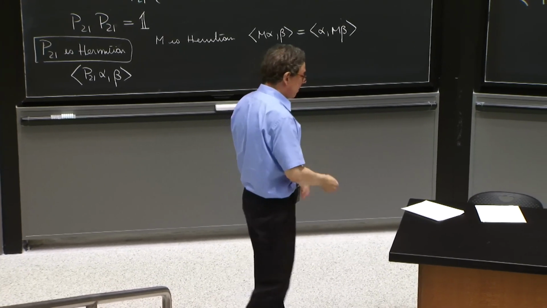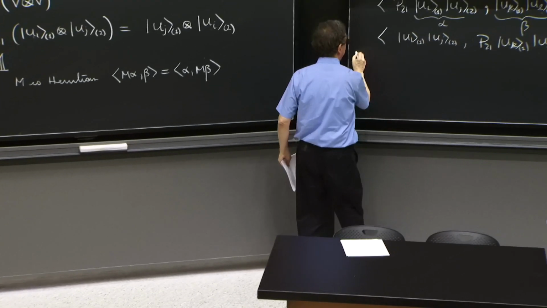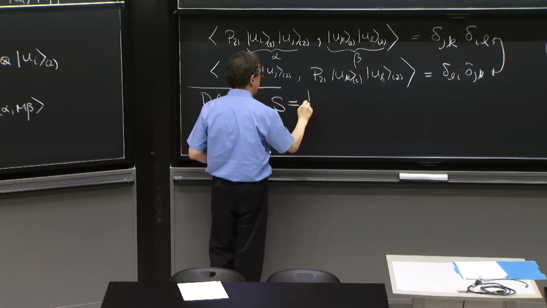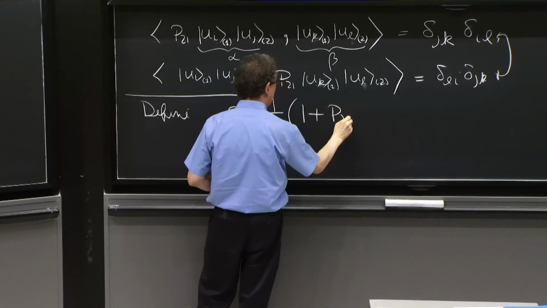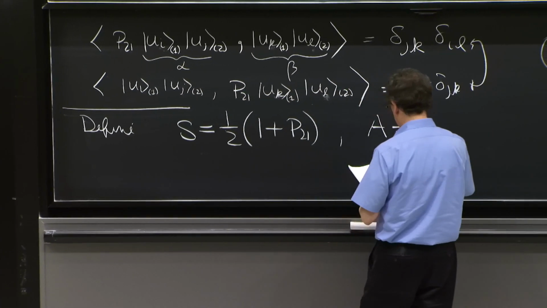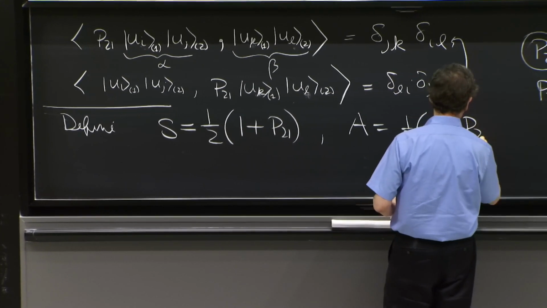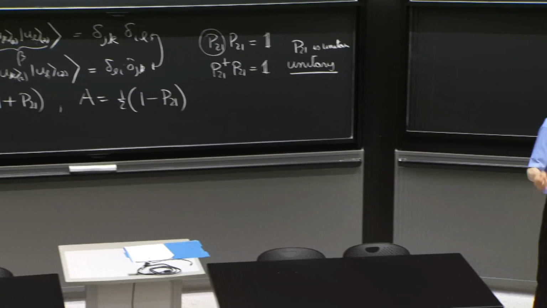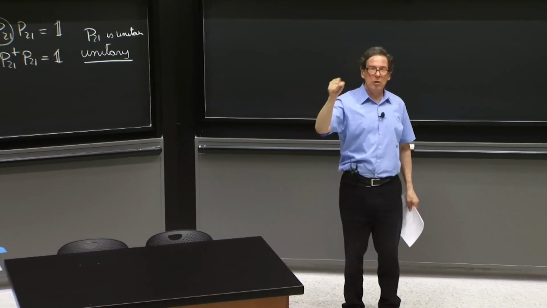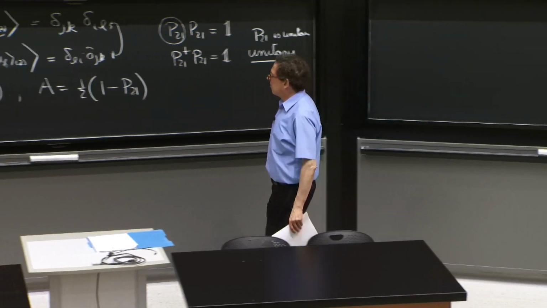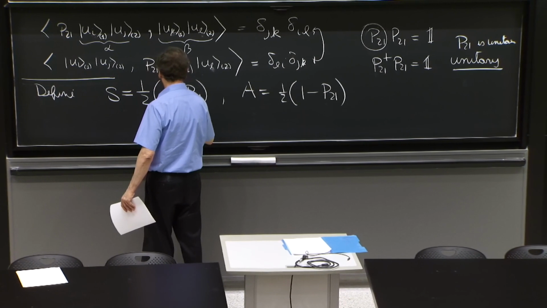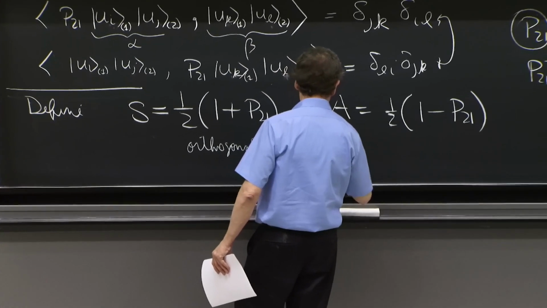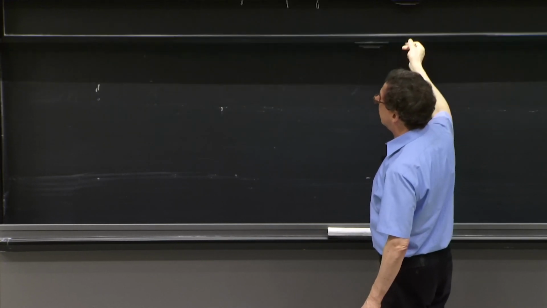Let's do things with it. So we can define 2 things. With P21 define this operator S, which will be 1/2 (1 plus P21), and the operator A, which is 1/2 (1 minus P21). And here comes the claim. These 2 operators are orthogonal projectors. So let's review what that means.